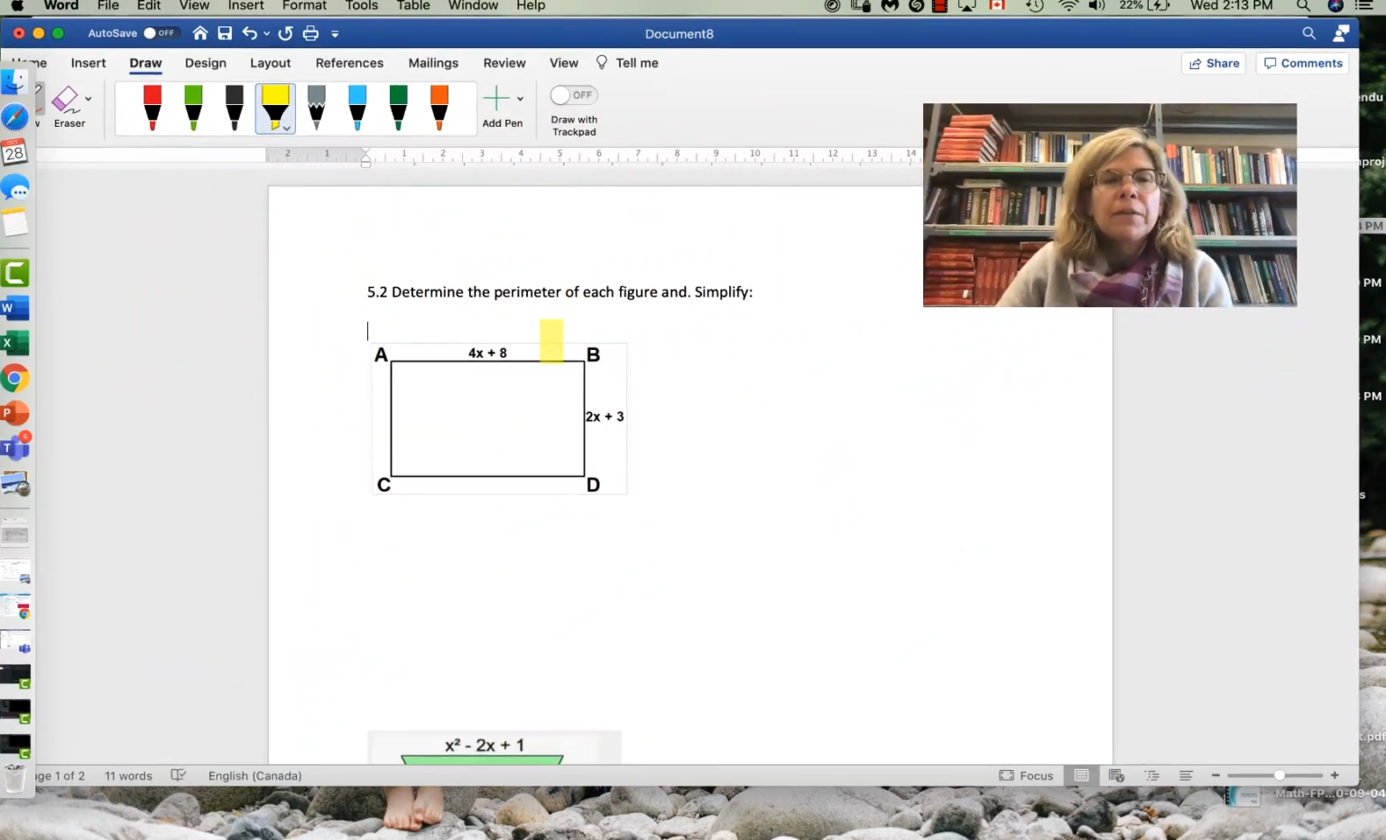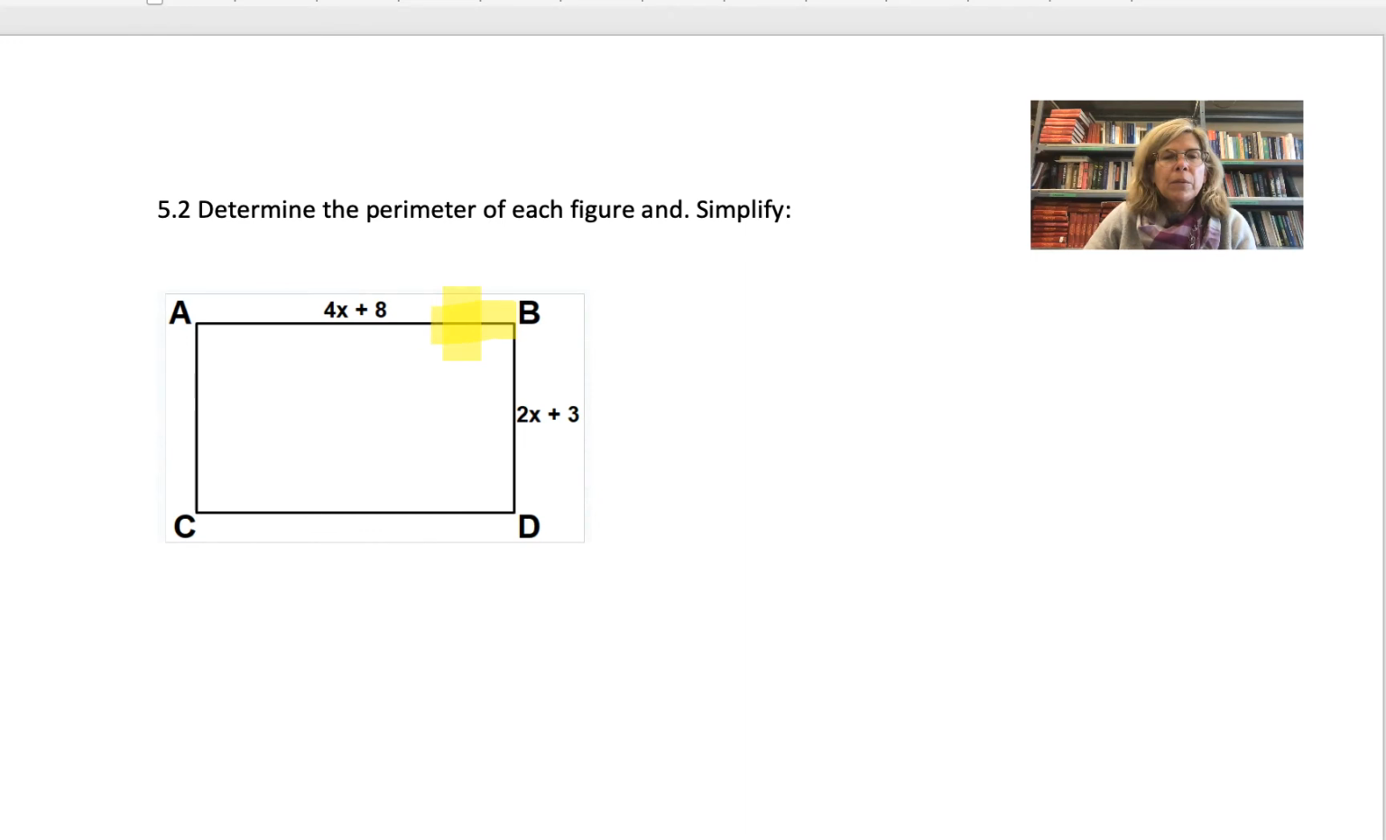If you don't remember, perimeter refers to the outside. So what is the outside length of an object? How do you figure that out? We've been given some good pieces of information. We've been given that 4x plus 8 is the length of this side.